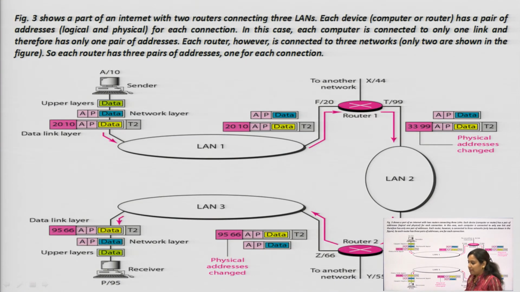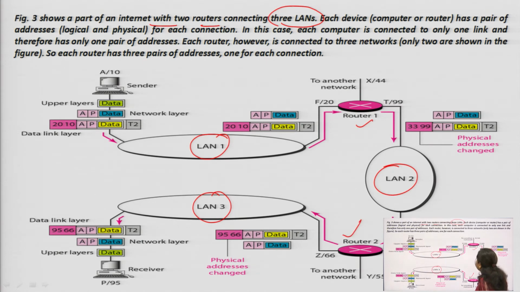Now, this is another example. Figure 3 shows a part of the internet with 2 routers connecting 3 LANs. So, this is a complicated example. Basically, there are 3 LANs which are connected: this is the first LAN, this is the third LAN, this is the second LAN. These LANs are connected through routers, router 1 and router 2. Each device has a pair of addresses, that is, a logical address and a physical address.